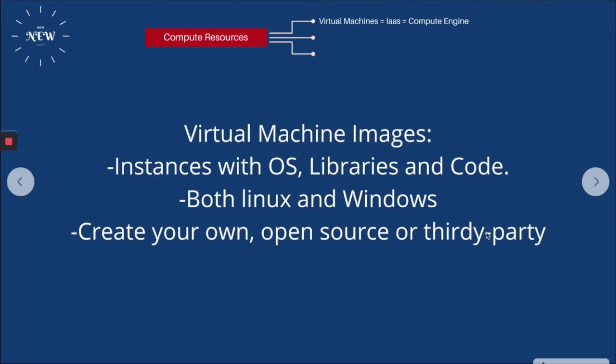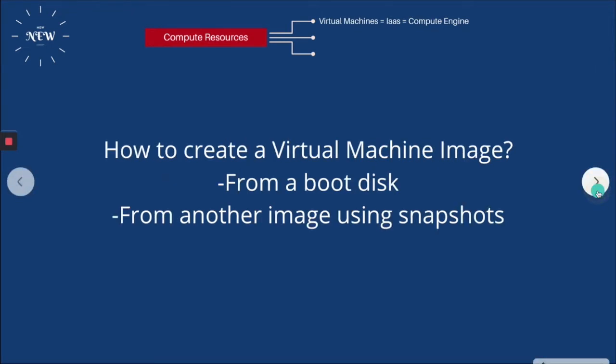Virtual machine images are instances that have OS, libraries, and code attached to them. You can have Linux and Windows, and you can create your own, use open source ones, or buy third-party ones from Google Marketplace. How can we create these virtual machines? You can create them from a boot disk. You can also create them from another image using something we call snapshots.